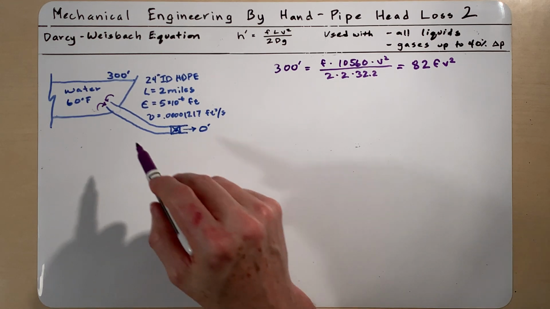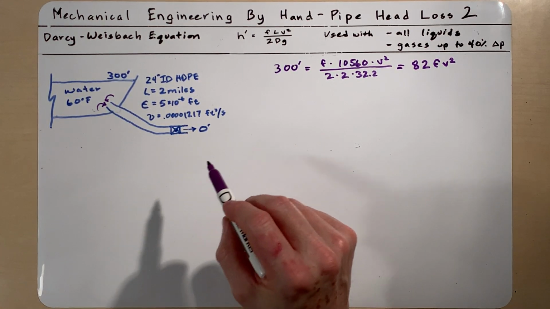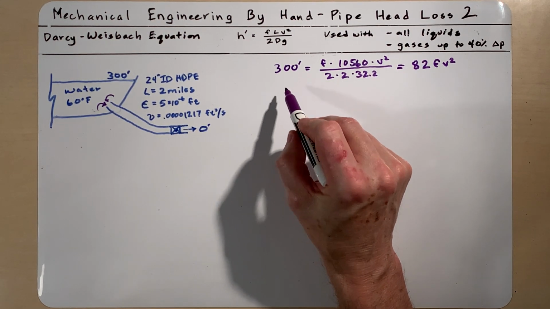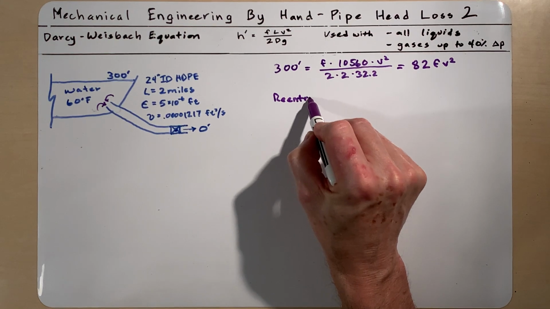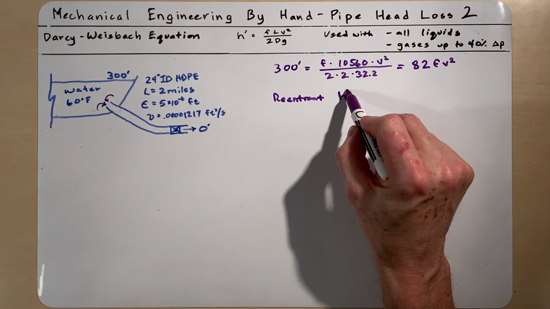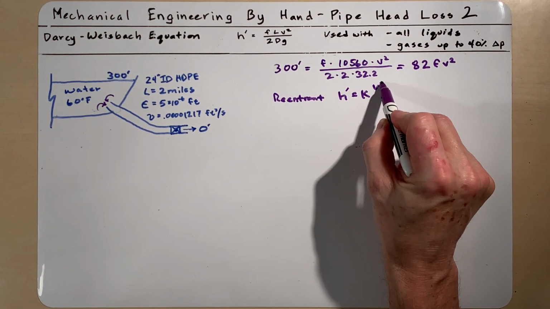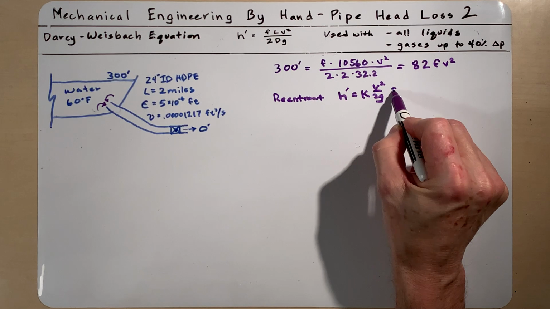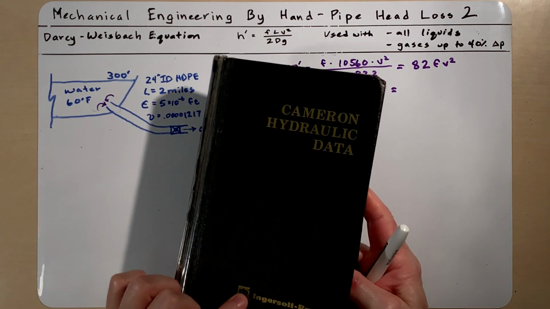Okay, and then this entrance into the pipe, it's called a reentrant when it sticks into the water like that. So we'll look up that K value, reentrant, and the head loss using the K value is K times V squared over 2G. So I'm going to look that up in this book.